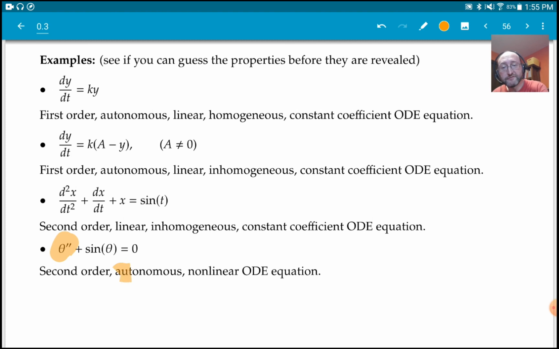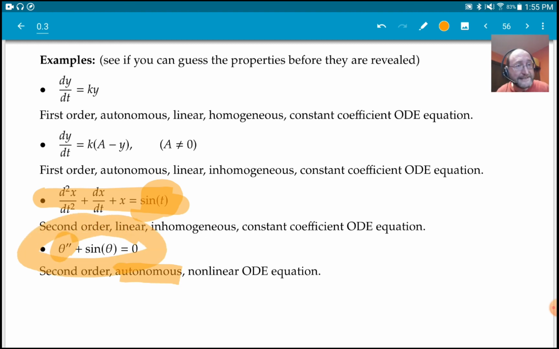It's autonomous because there is no t. Oh, by the way, that's something that I forgot last time. This was not autonomous, right? Because of the sine of t, right? I forgot to say that. But here, this is autonomous. This guy over here is autonomous. There is no t, right?